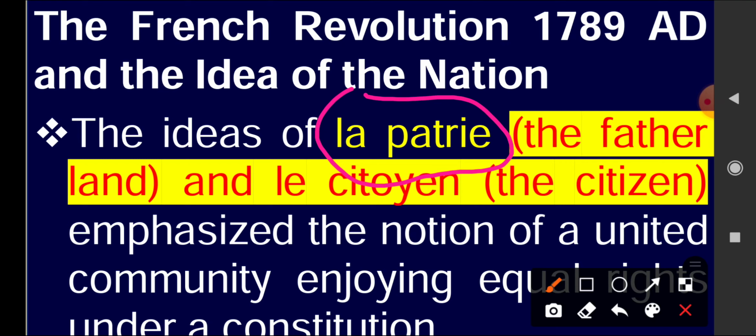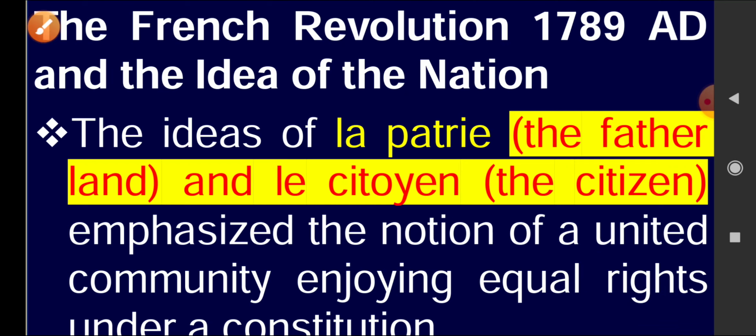The second terminology is citoyen, les citoyens. Here you might see les citoyens, the citizen. Earlier this citizen and this fatherland, these terminologies were not in existence. So, la patrie means the fatherland, and les citoyens emphasized the nation of a united community enjoying equal rights under a constitution.